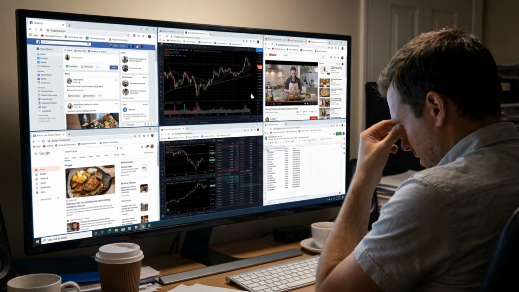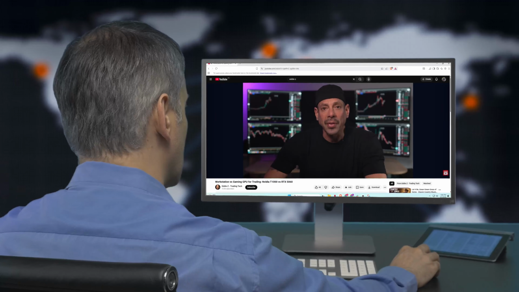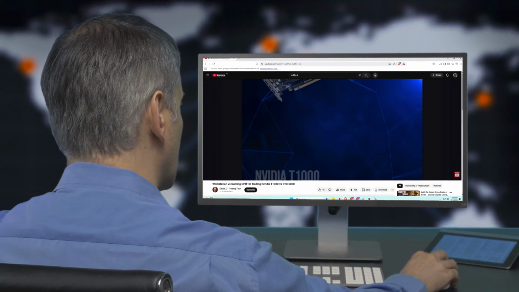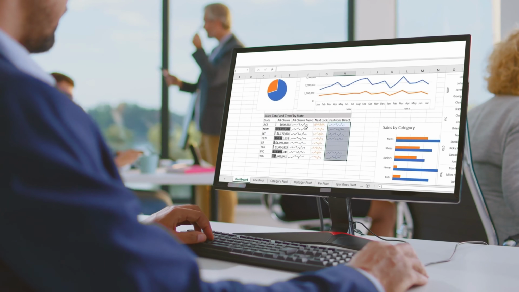And here's where it gets ugly. You probably have other stuff running on that same machine. Probably Chrome with 20 tabs open, a YouTube stream watching my video in the background, Discord, email, Excel with the trade journal. Every one of these apps is fighting for the same pool of memory as Thinkorswim.